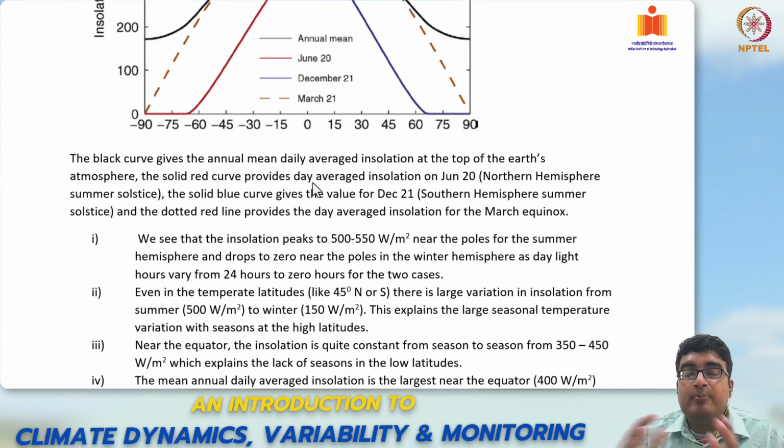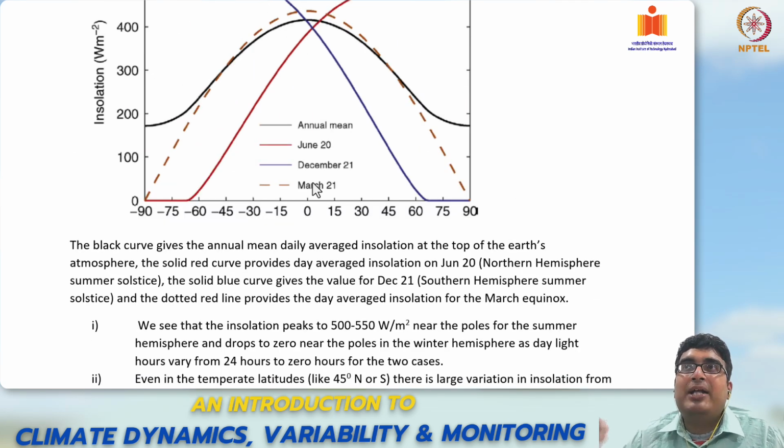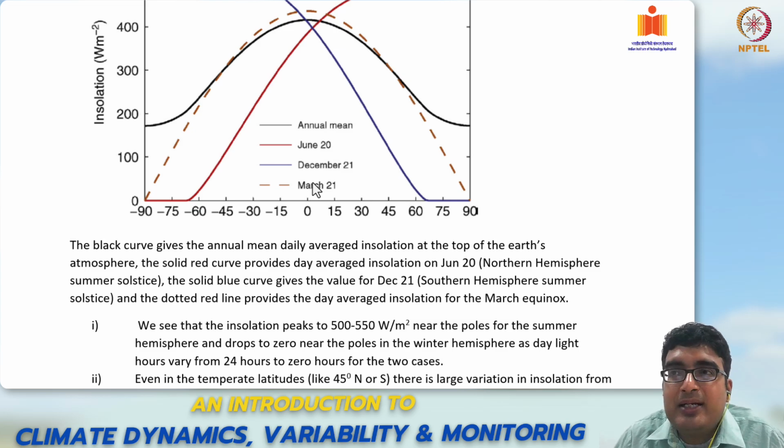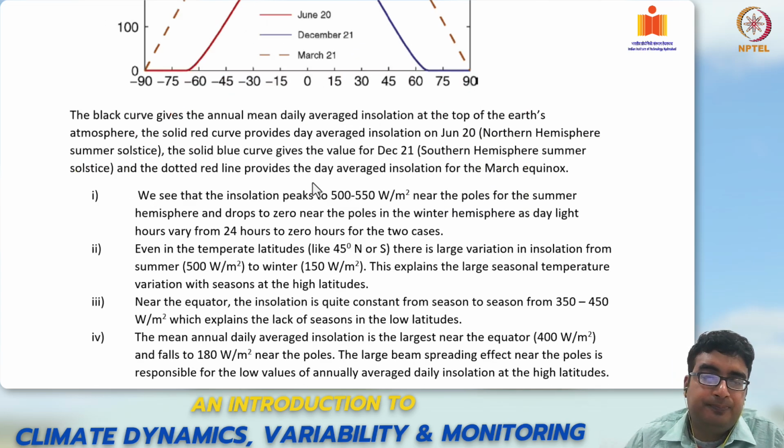This has considerable effects on the climate, as you would expect, because that would mean that the summer hemisphere would heat up much more and the winter hemisphere will be significantly cooler. So, you will see a very large temperature gradient during the summer and the winter seasons between the hemispheres.